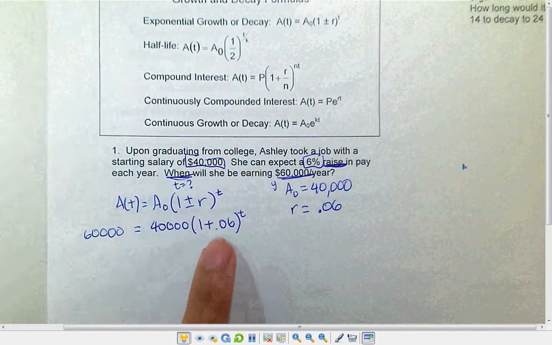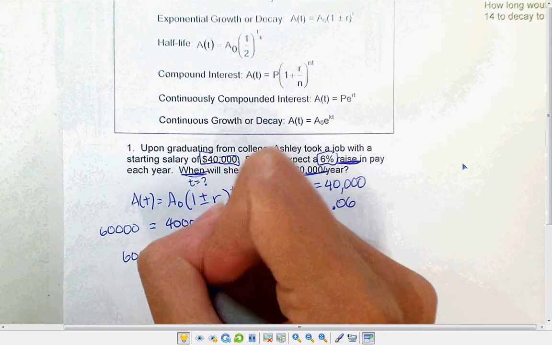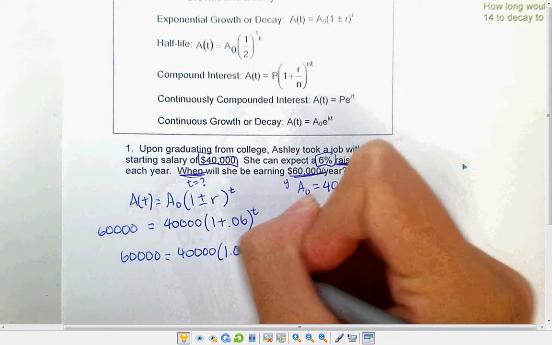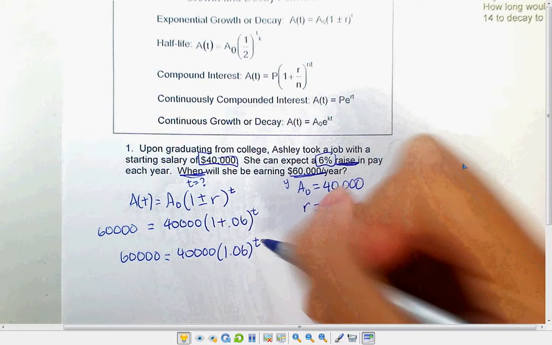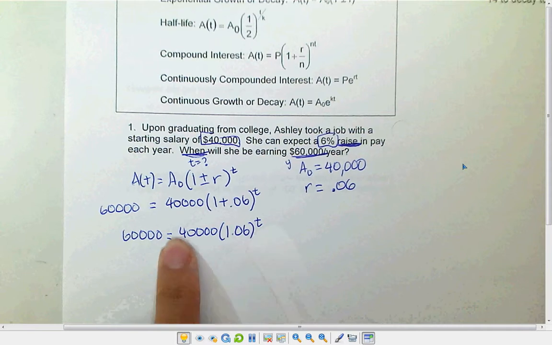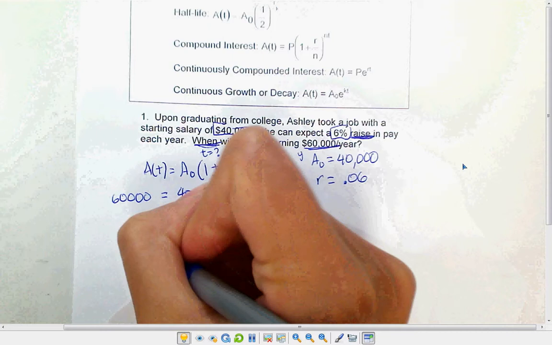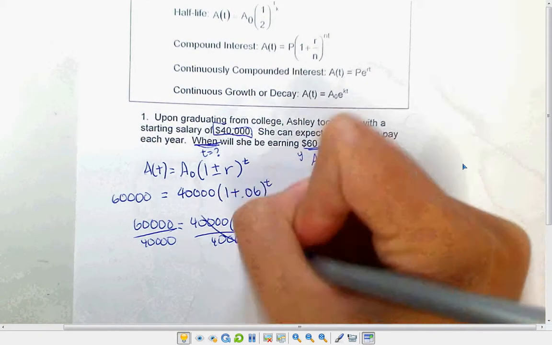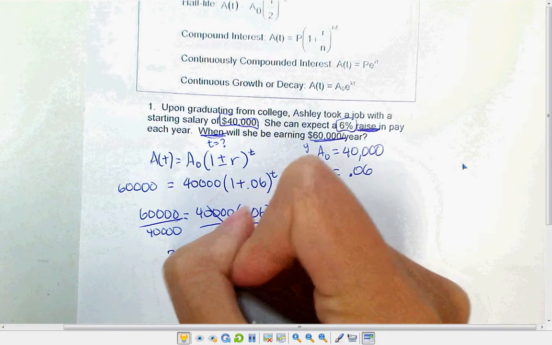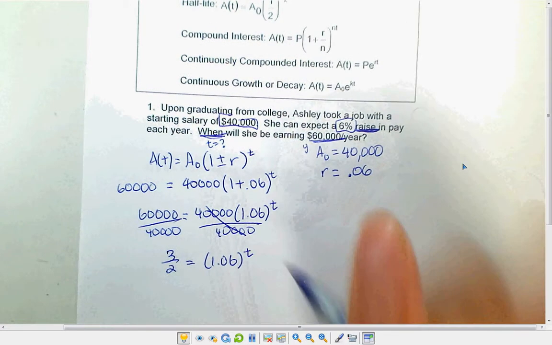So the first thing let's do is put this together, 1 plus 0.06. So this is 60,000 equals 40,000 times 1.06 to the power of t. To solve this, we have to first get the exponential by itself, so we're going to get rid of the 40,000 by dividing. It cancels out. This simplifies to 6 over 4, which is really 3 halves. This leaves us with 1.06 to the power of t.